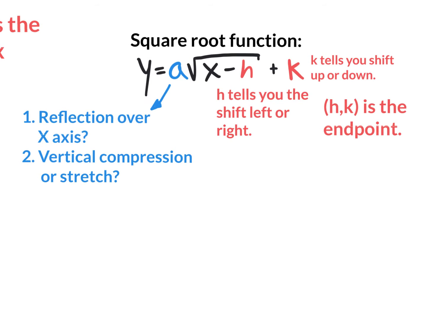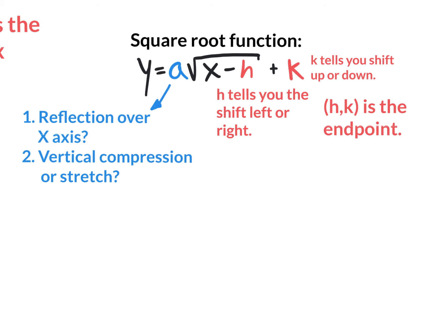Right here on square root functions, it's the same deal. Everything tells you exactly the same as parabolas. The a value still tells you if it reflects over the x-axis. It still tells you if it vertically stretches or compresses. Same thing with h and k. Those are the shifts. But the coordinate h, k is no longer a vertex. It's now an end point, or the beginning point, whatever you want to call it, when you graph that square root function.